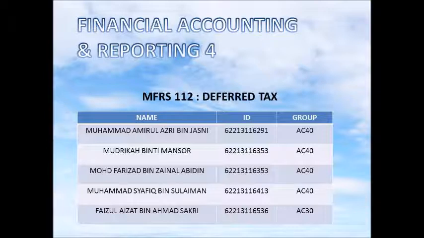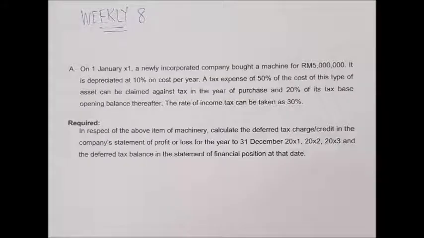Today we are going to present on weekly assignment 8. The question is, on 1st January X1, a newly incorporated company bought a machine for 5 million ringgit. It is depreciated at 10% on cost per year. A tax expense of 50% of the cost of this type of asset can be claimed against tax in the year of purchase and 20% of its tax-based opening balance thereafter. The rate of income tax can be taken as 30%.